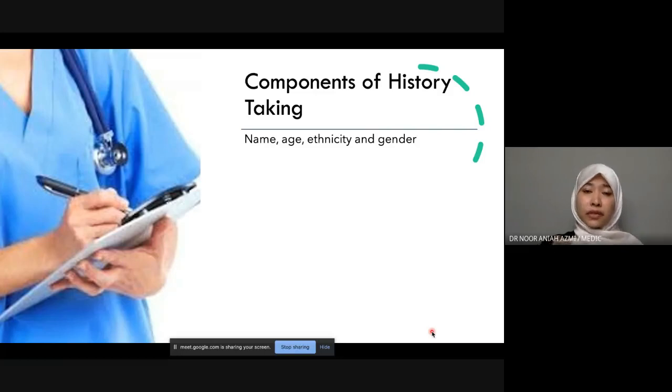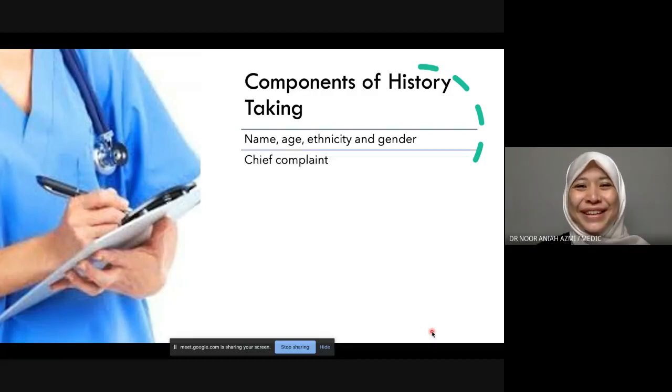Then of course the age, because age leads to which type of disease, ethnicity the same, and also gender. Some diseases have risk factors affected by age, ethnicity, and gender. If there's no name, it doesn't matter what name it is. All right, and we also focus on what the chief complaint is.